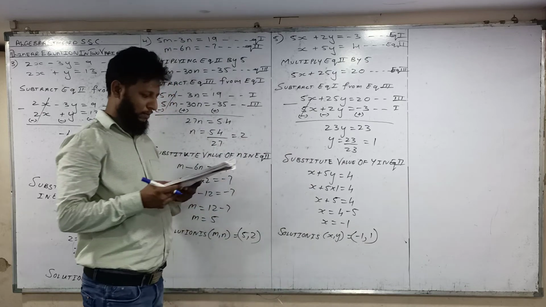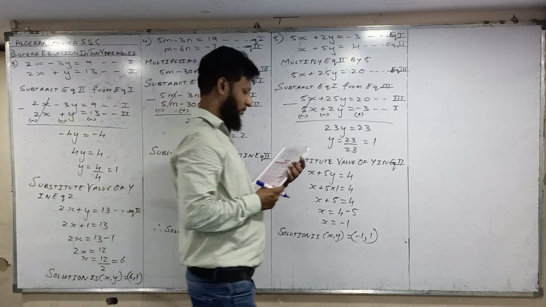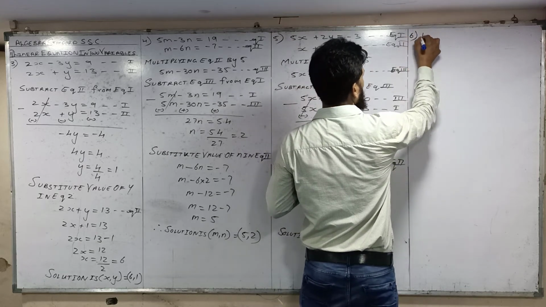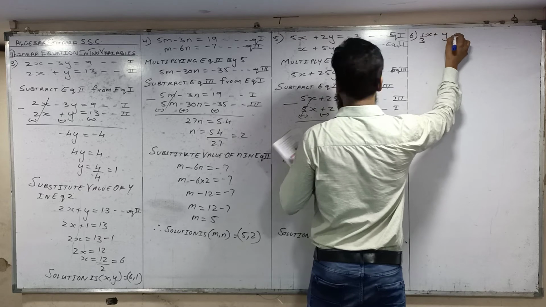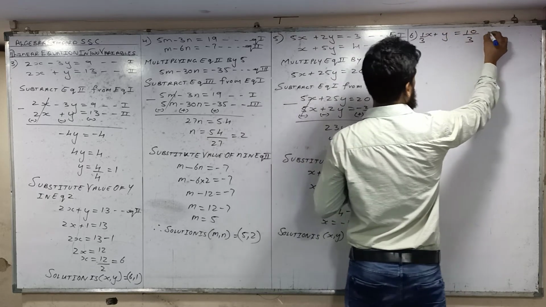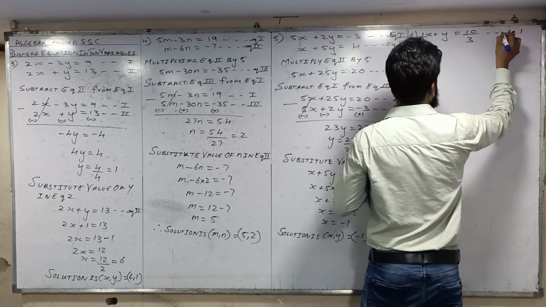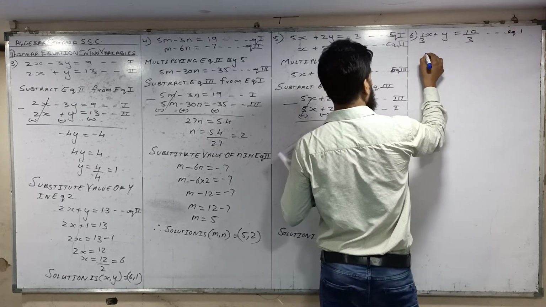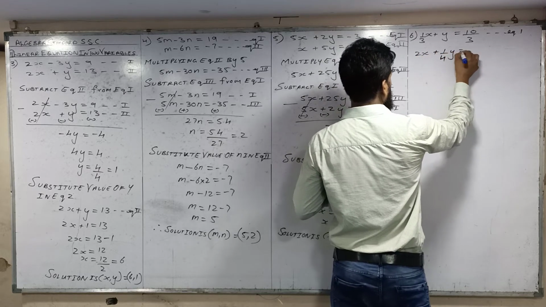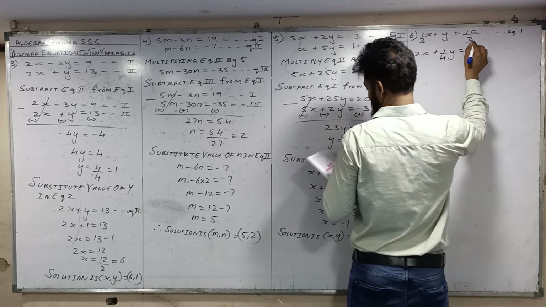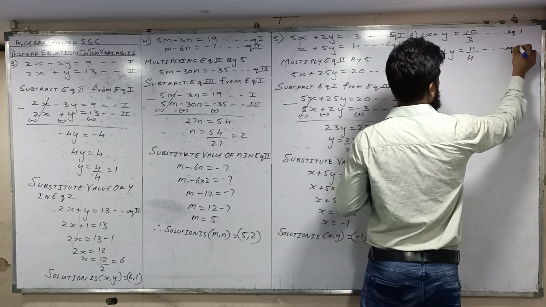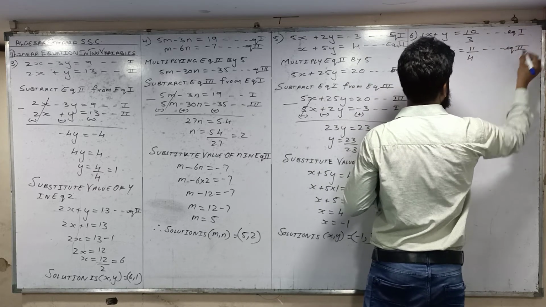Now question number 6. 1 upon 3x plus y is equal to 10 upon 3, equation 1. And 2x plus 1 upon 4 y is equal to 11 upon 4, equation 2.